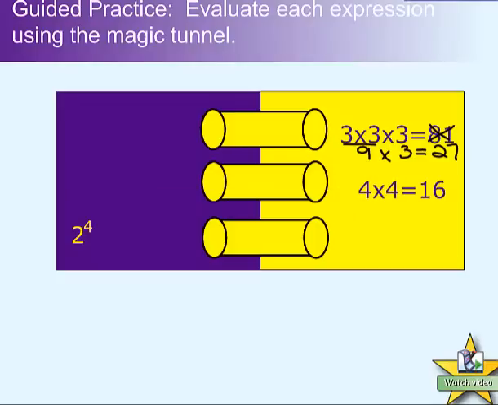The last one is 2 to the 4th power. Well, I know I'm multiplying 2's. How many 2's do I need? You're right, 4. So 2 times 2 times 2 times 2, and that makes it 2 times 2 is 4. Another 2 times 2 is 4. And 4 times 4 is 16.